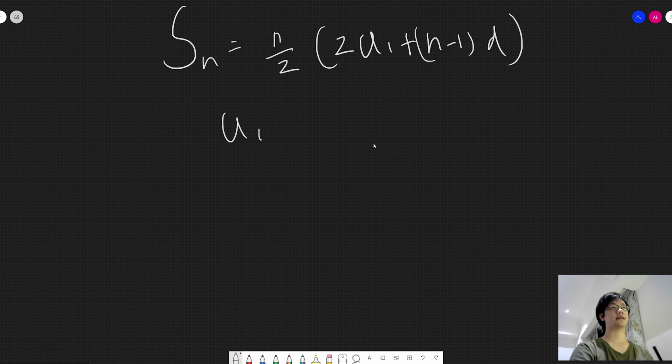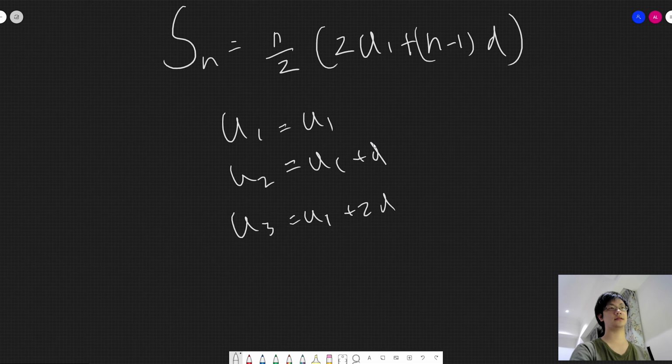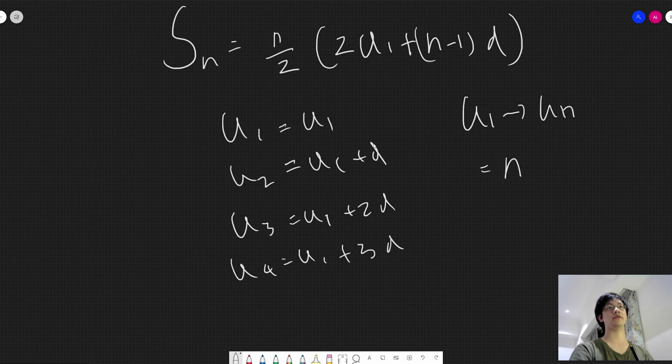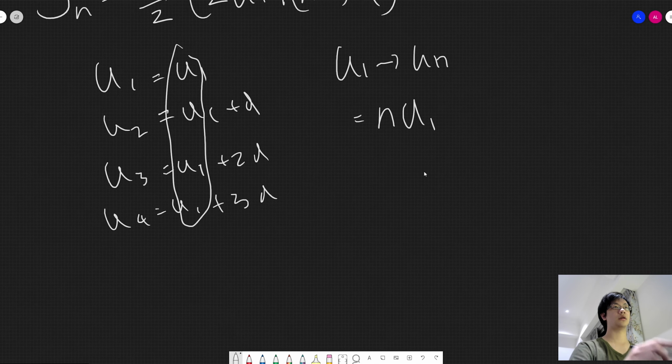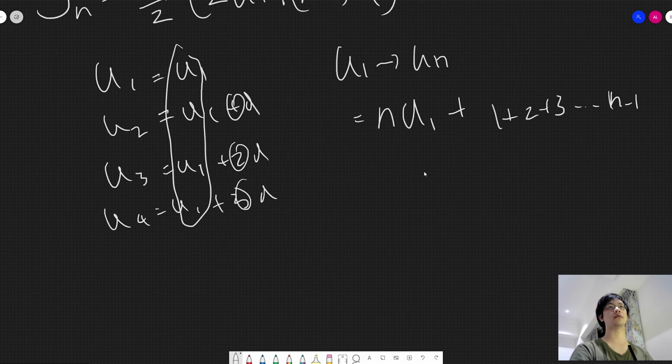Still, let's look at our basics, right? The structure of arithmetic sequences. u2 equals u1 plus d, u3 equals u1 plus 2d, u4 equals, let's write a little bit more this time, u1 plus 3d. Okay, so you realize if we're adding from u1 to un, I will have n u1, okay, from this. And then I will have 1 plus 2, right? 1, 2, 3. 3 goes all the way up to n minus 1, because I'm going to un, and 3 is 4 minus 1, right? Times d. This will be my sum.